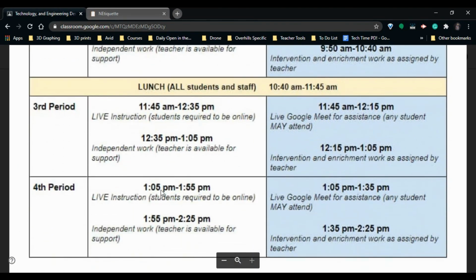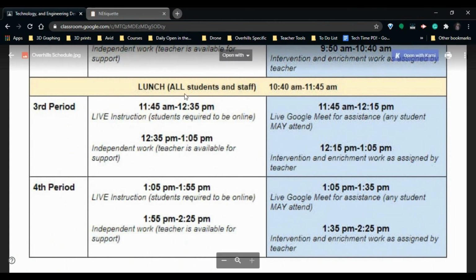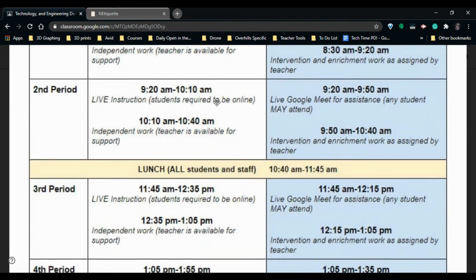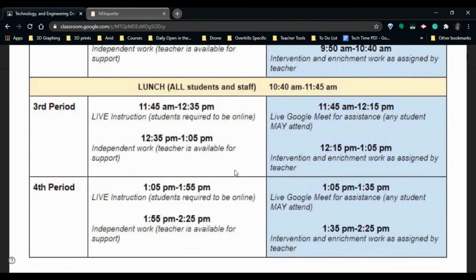And if you're in my fourth period, we start at 1:05. And then I am supposed to be done by various times. So first period, I'm done by 8:50, 12:35 for third, and 1:55 for fourth.